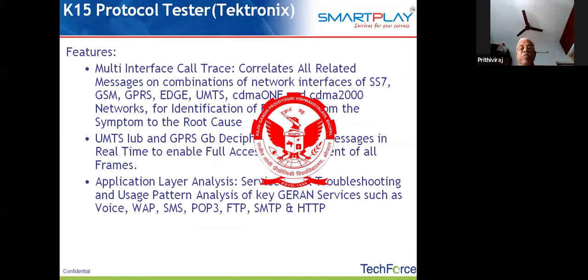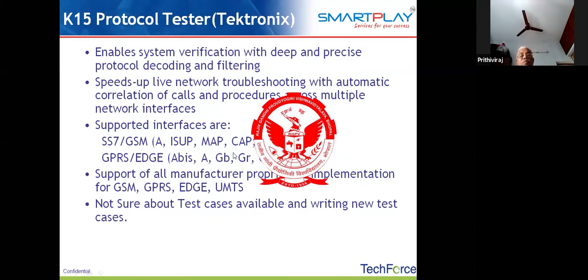Yeah, so the big features which you again see here is multi-interface call trace, because when you're doing diagnostics on this and when you're trying to identify problems, okay, then on the UMTS and GPRS requirements and application layer analysis. So you're looking at this type of diagnostics at various layers and then trying to do troubleshooting and usage pattern analysis of key GRAN services such as voice, WAP, SMS, POP3, SMTP and HTTP requirements. Next. Then we are looking at the K15 protocol tester, all this is coming up, support interface, system verification. Next.